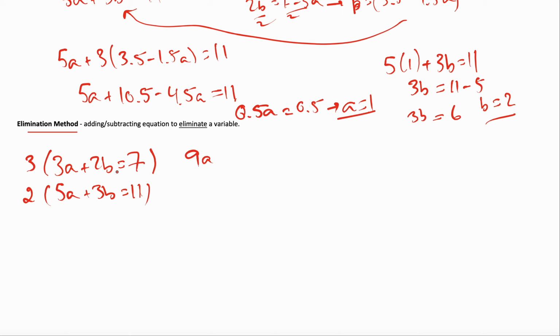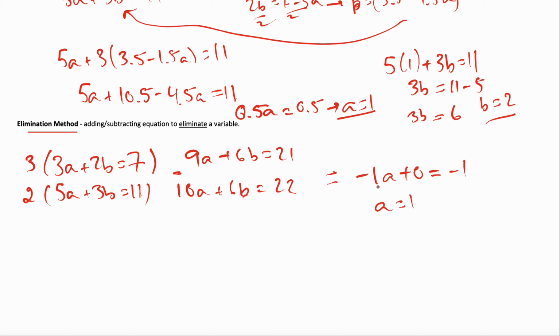If I multiply the entirety of the equation, you have to do the entirety of it, I get 9a plus 6b equals 21. And I'm going to multiply this bottom equation, the entirety of it, by 2. So 10a plus 6b equals 22. Now, what I did was get the coefficient of b to be equivalent. And now we can literally subtract downward. It's kind of a weird thing to think about, but I can subtract downwards. 9a minus 10a is negative 1a. 6b minus 6b is 0. 21 minus 22 is negative 1. This gives us a equals 1 if we divide by negative 1.